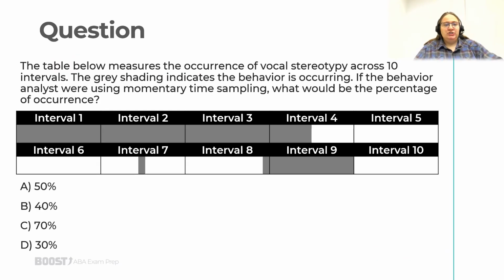So here is our question. The table below measures the occurrence of vocal stereotypy across 10 intervals. The gray shading indicates the behavior is occurring. If the behavior analyst were using momentary time sampling, what would be the percentage of occurrence? And then we see the table here, and our answer choices: A, 50%; B, 40%; C, 70%; and D, 30%.